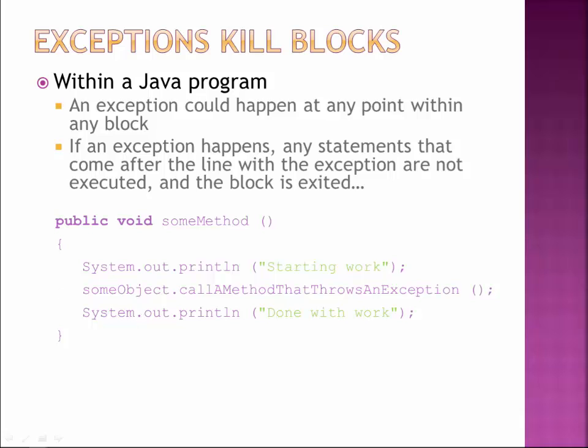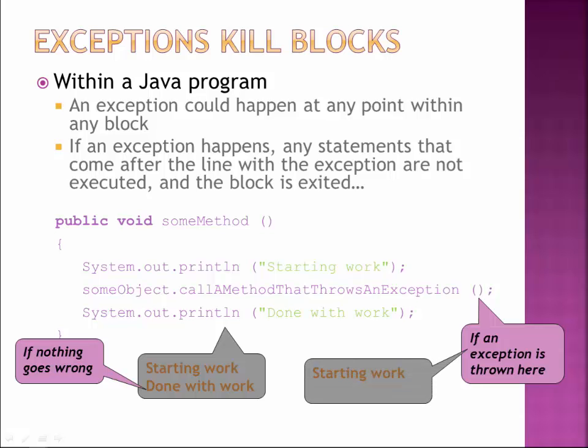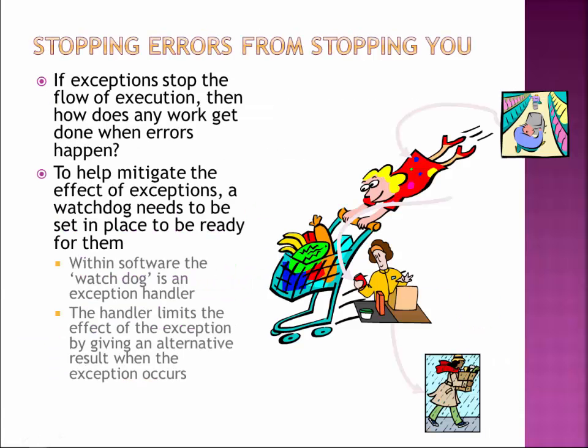And so when I go off and run this code, if nothing goes wrong, it says I started my work and I'm done with my work. It prints out all those lines. If an exception happens here, it will print out starting work because it already did that code. But then anything that happens after it, done with work, does not happen. If there was one line or 500 lines that happen after that, where the exception happens, all further work stops. That block is toast. Now, we don't want that. We don't want that to happen, so we want to deal with stopping errors.